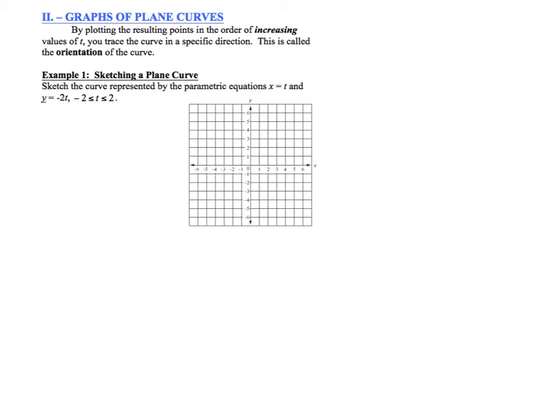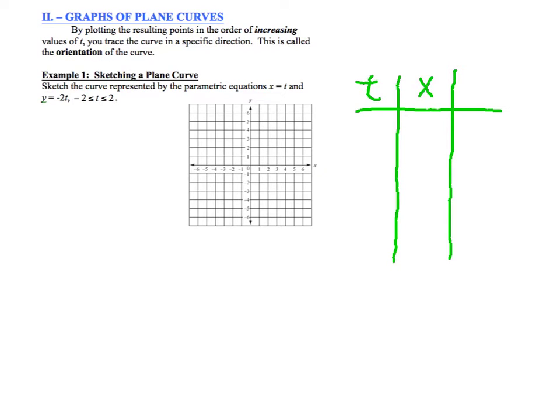Now, whenever you want to sketch a plane curve, you need to make a table, but you need to have 3 columns, not just 2. So if we make 3 columns in our table, the first column will be t, and then the second column will be x, and the third column will be y. They call this a parametric equation because they give you a parameter of t between and including -2 to 2. So we're going to plug -2, -1, 0, 1, and 2 into our table.